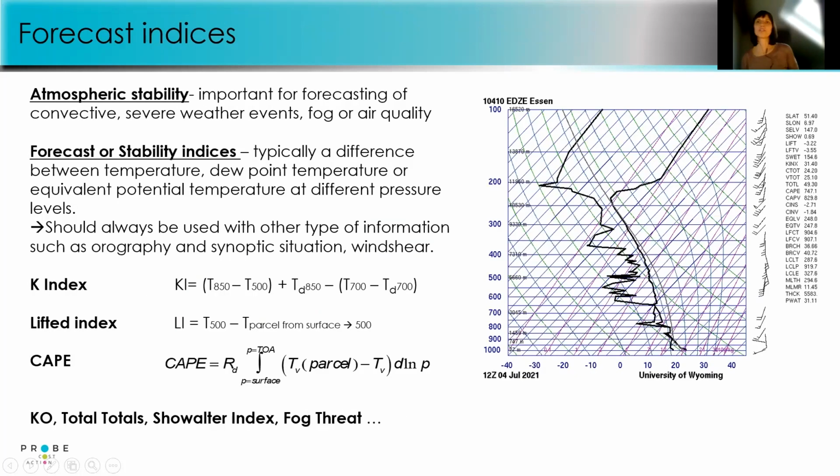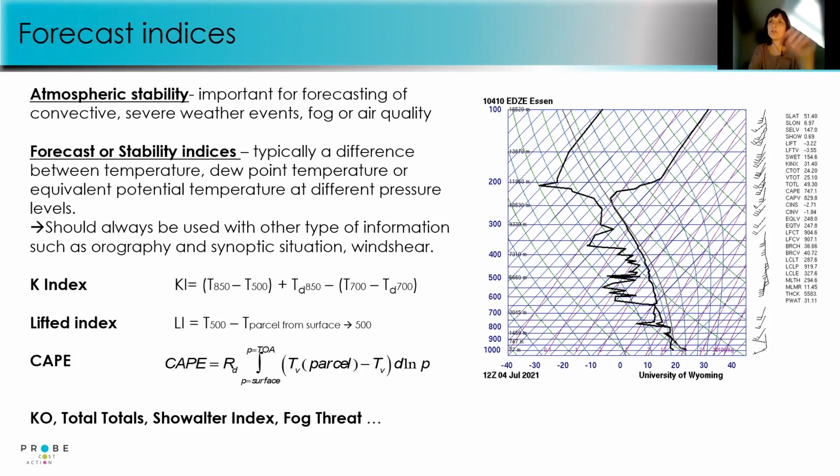Stability is an important characteristic of the atmosphere that determines the tendency of the air to rise, or in opposite, to resist vertical motion. The knowledge of atmospheric stability is important, for example, for forecasting of severe weather events, fog danger, and for forecast of air quality.